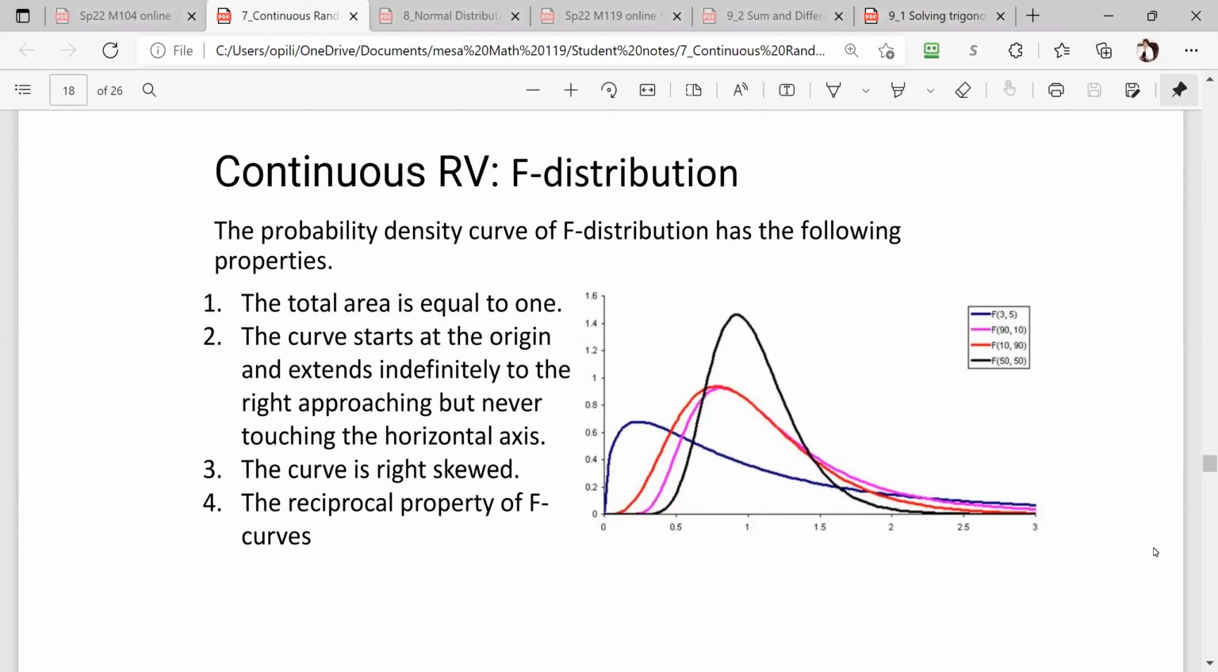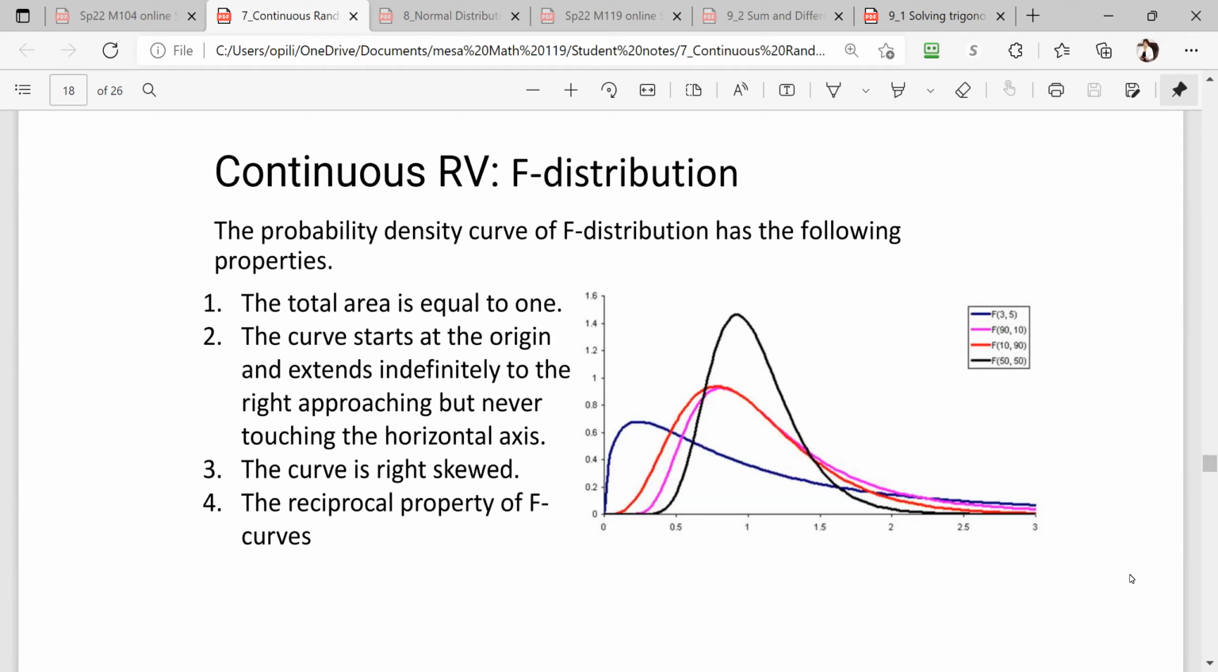And the last distribution on our list in this unit is the F distribution. So it's also a probability density curve, and it has the following properties. The total area under the curve equals 1, as usual. The curve starts at the origin and extends indefinitely to the right, approaching but never touching the horizontal axis. So in this property, it's very similar to the chi-square distribution.